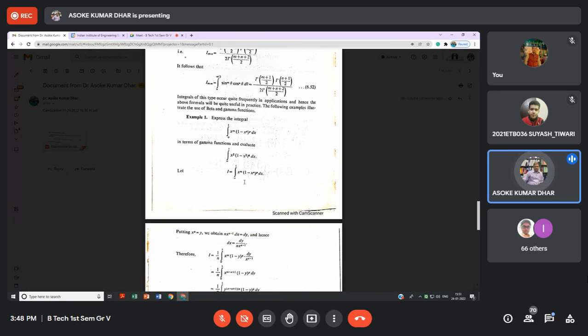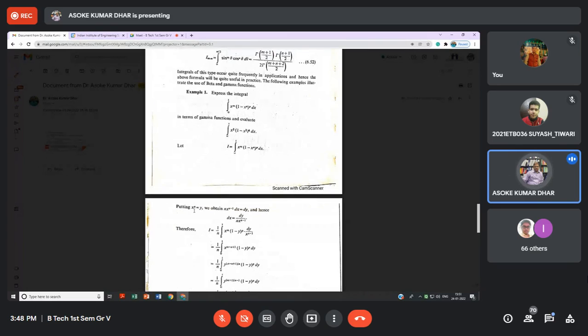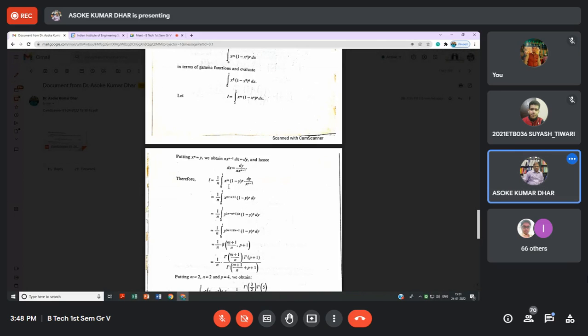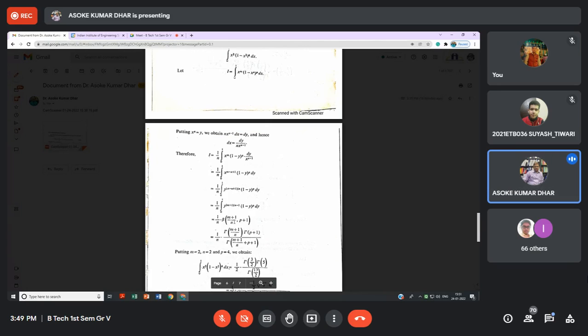Here I is equal to this. Put x to the power n is equal to y. So that n x to the n minus 1 dx is equal to dy, and dx is equal to this. So putting this and simplifying, I is equal to 1 by n times this value. Replacing this in terms of the beta function, we get beta of (m plus 1) by n, p plus 1.